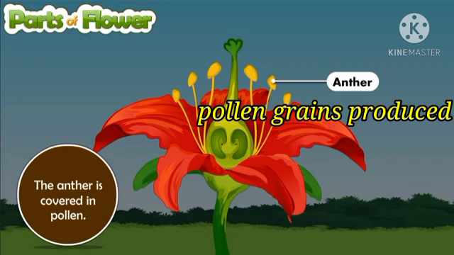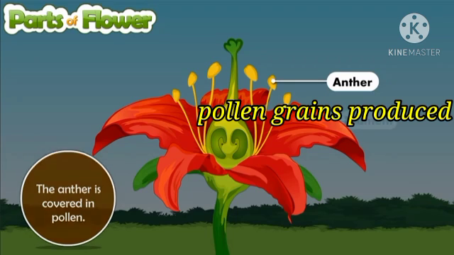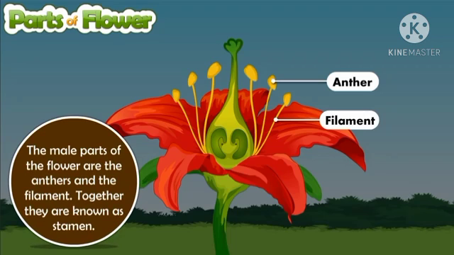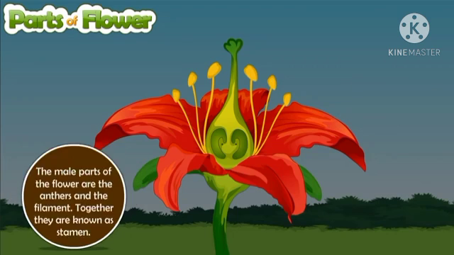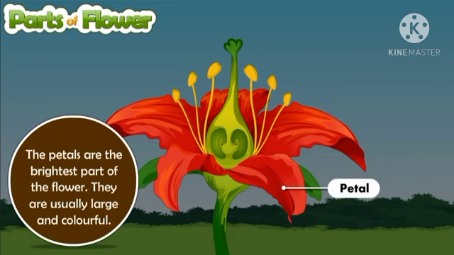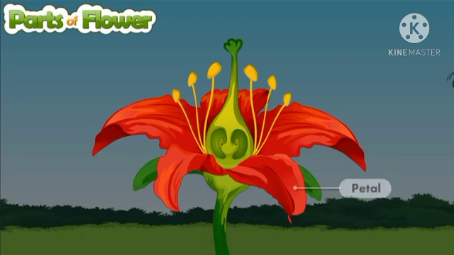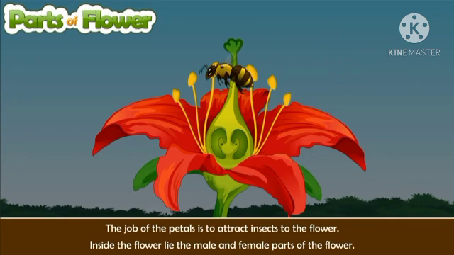Next, anther. Anther is covered in pollen and pollen grains are produced in anther. The male parts of the flower are the anthers and the filament. Together they are known as stamen. The petals are the brightest part of the flower. They are usually large and colorful. The job of the petals is to attract insects to the flower. Inside the flower lie the male and female parts of the flower.